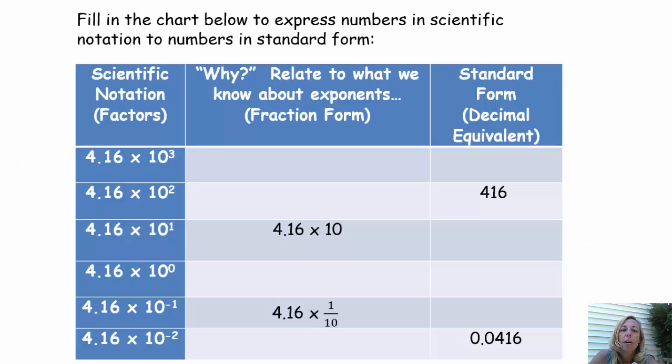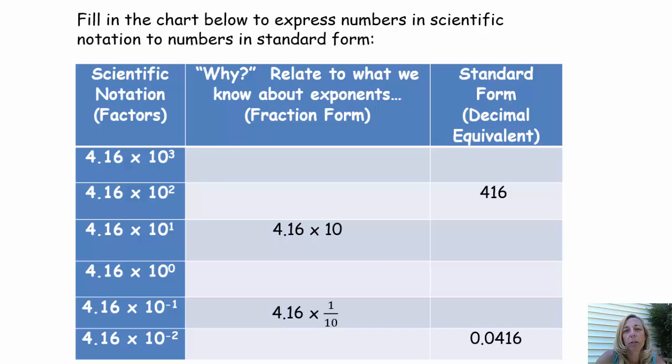Let's take a look at this chart. What I want you to do is fill this in and express your numbers that are written in scientific notation, which is the first column, and I want you to go ahead and transform them and write them in standard form. We're going to walk you through this step, and then you can do it on your own on the next few pages. Let's take a look at the first one.